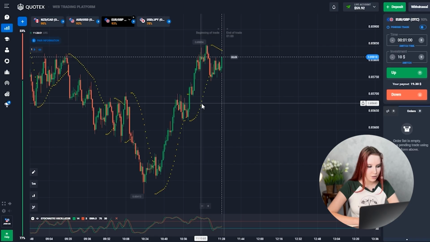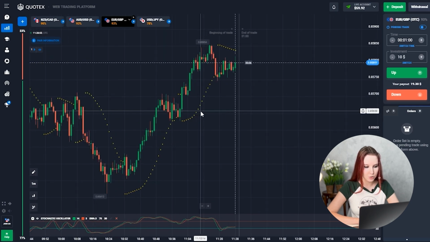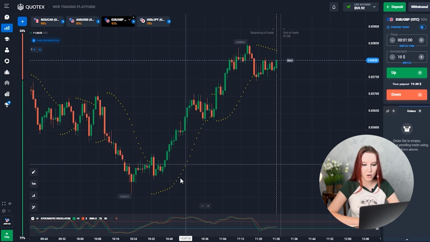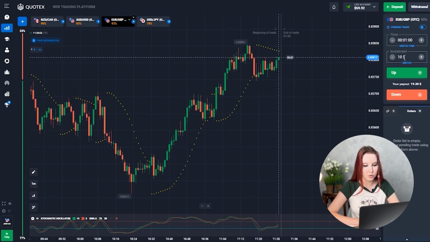So let's move on to the third currency pair, the euro and the British pound. Alright, let's see what's going on here. Yeah, we can see a similar situation. We have an upward trend, but I want to point out that right now the price is at the support level, and that's why I want to invest 50 bucks. The trade's up, let's go.